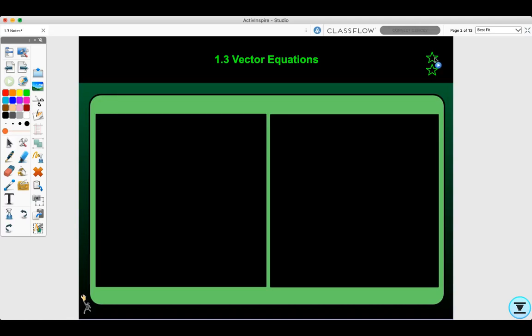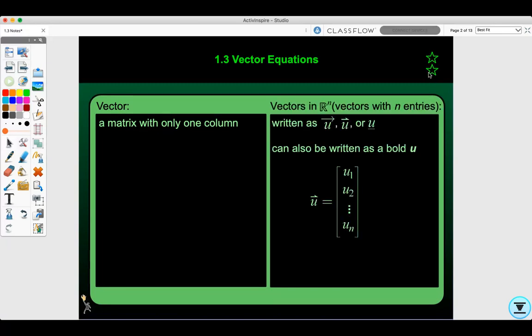Today we're going to do section 1.3, vector equations. A vector is a matrix with only one column. Vectors in Rn, or vectors with n entries, can be written as u with an arrow over it, or u underlined. It can also be written as a bold u.